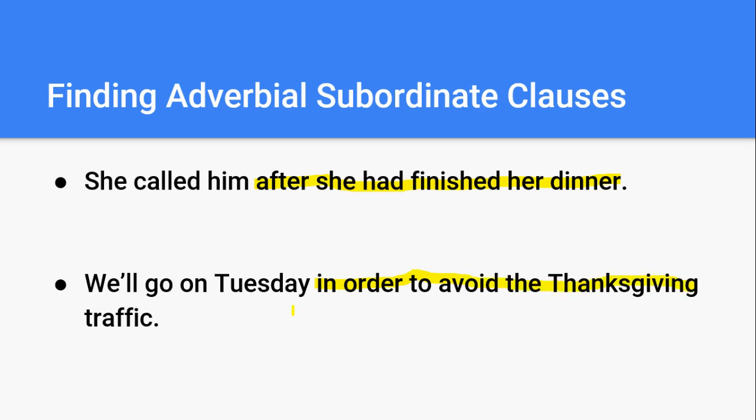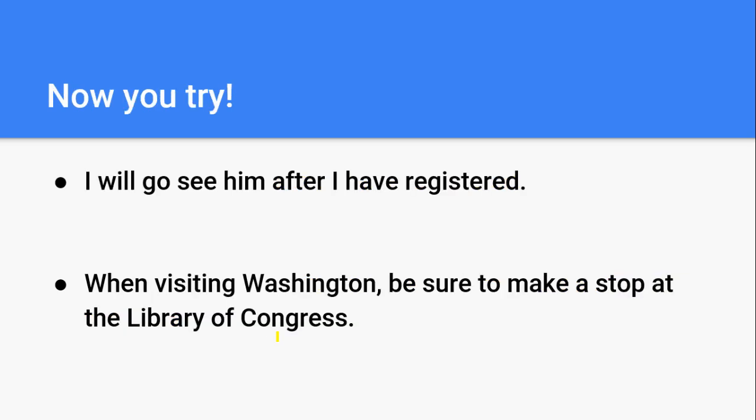This helps us know that this is our adverbial subordinate clause because it answers the question of why we're going on Tuesday. Adverbial subordinate clauses help clarify what is happening in a sentence. Now let's take some time for you to try these next couple on your own.